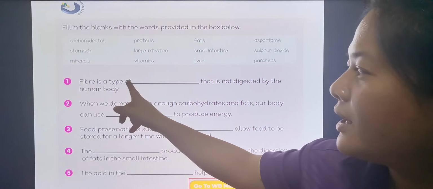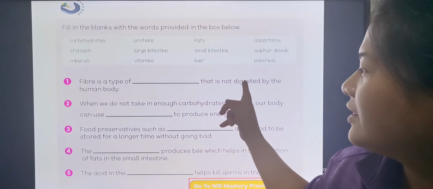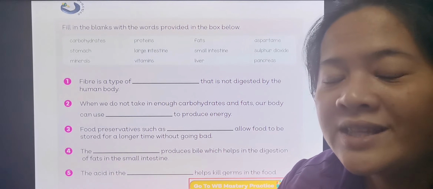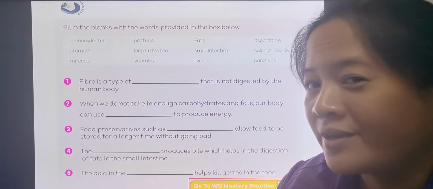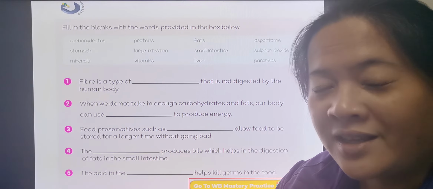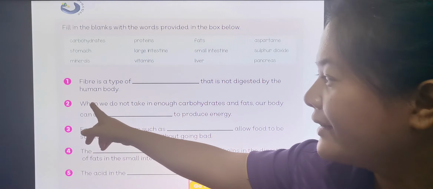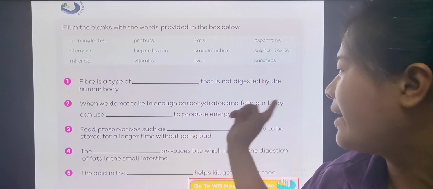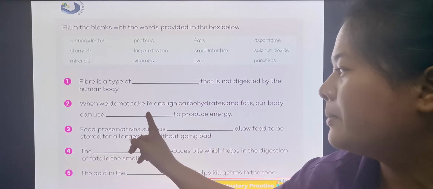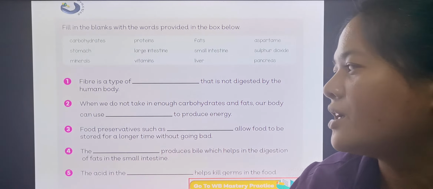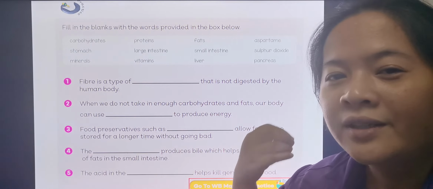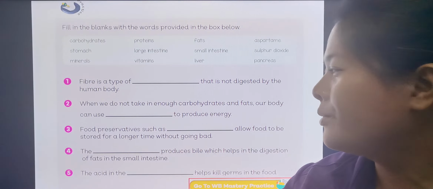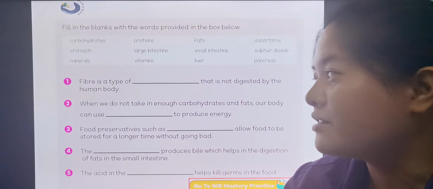Fiber is a type of plant that is not digested by the human body. So you look at your book, what is fiber? What type of nutrient is it, okay? And then when we do not take in enough carbohydrates and fats, our body can use blank to produce energy. So if you do not have carbohydrates and fats in your body, what can our body use to make energy?